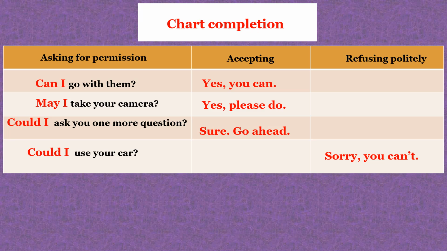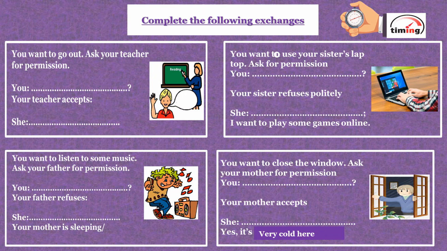Now let's take these examples and let's practice asking for permission. So let's have a look at the following exchanges. Here, what you do is you complete the exchanges. We have asking and answering. In answers, perhaps accept or refuse. So look at number 1. You want to go out, ask your teacher for permission. What do you say?